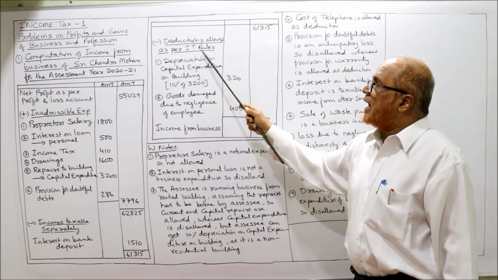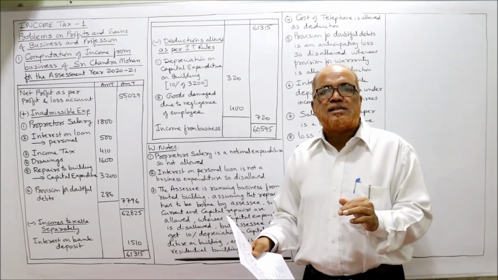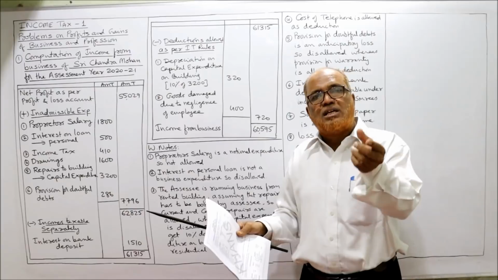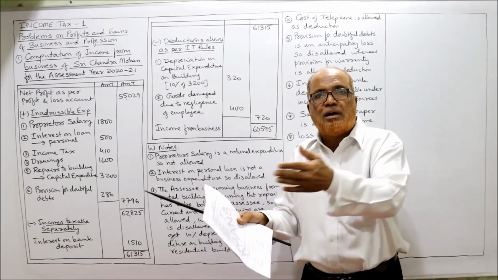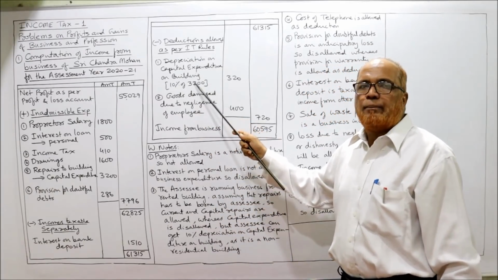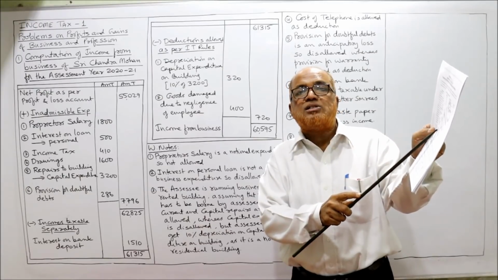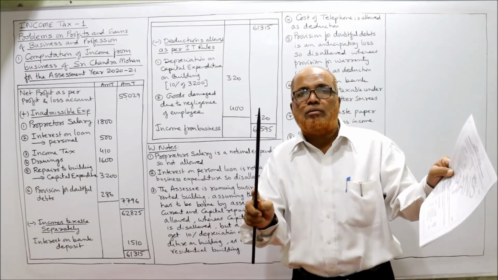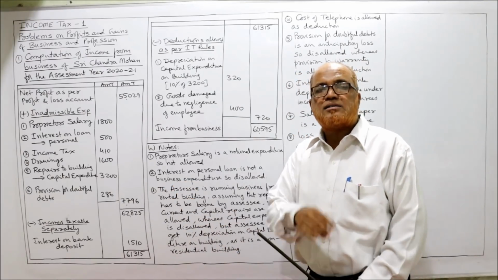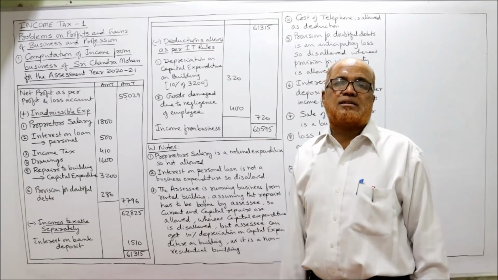Less deductions allowed as per IT rules. Some deductions are there which are given by Income Tax Act but not debited to profit and loss account. The expenditure which is allowed by Income Tax Act but not debited to profit and loss account, now we deduct. The first one, depreciation on capital expenditure on building. In the profit and loss account, capital expenditure is 3,200. We have disallowed 3,200. We have added back. But Income Tax Act says capital expenditure on building is a part of fixed asset.